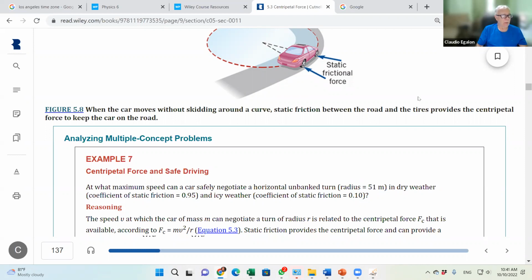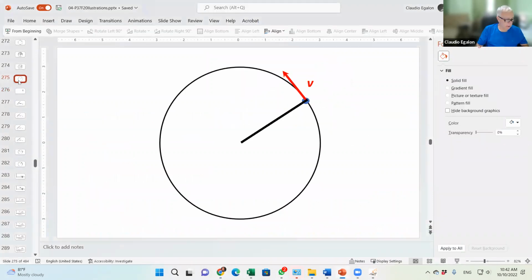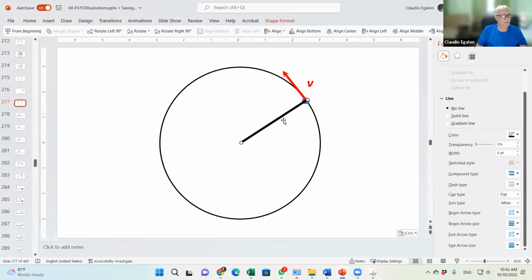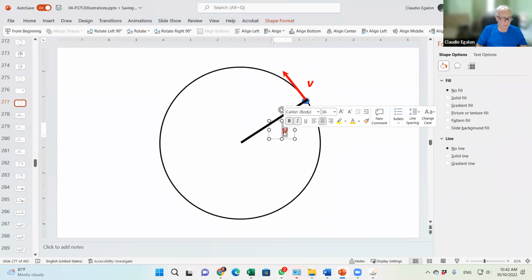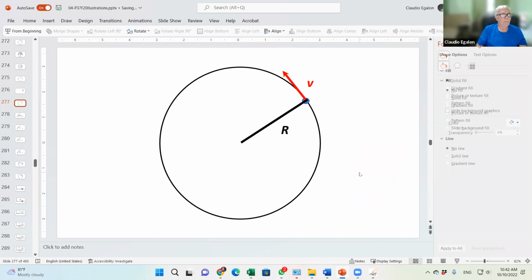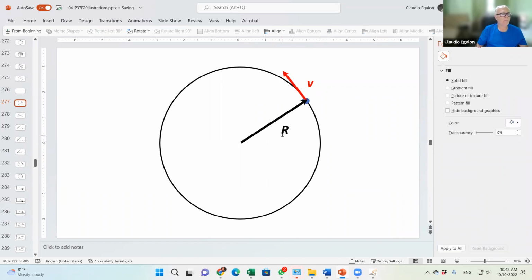So let's go ahead and use the same drawings that we used before. Now, instead of a plane, it's going to be a car. Here's the car, here's the radius. Of this one we can put an arrow there. Here you go, arrow. I'm going to put a lowercase r to indicate this is a vector.